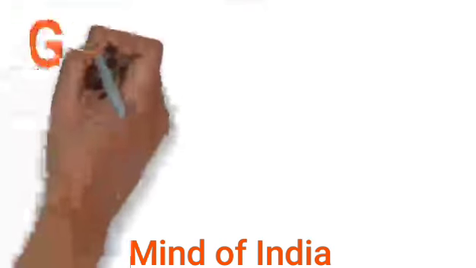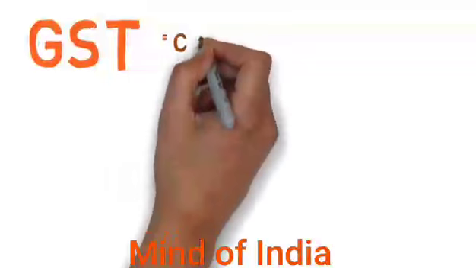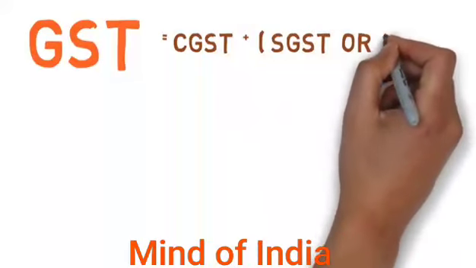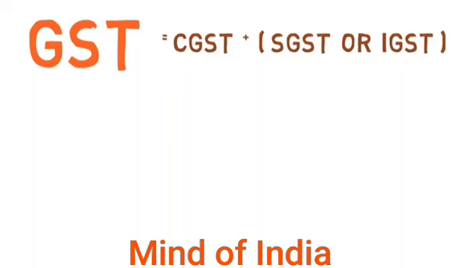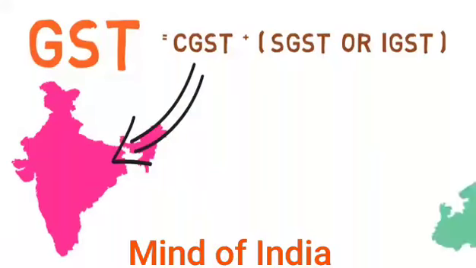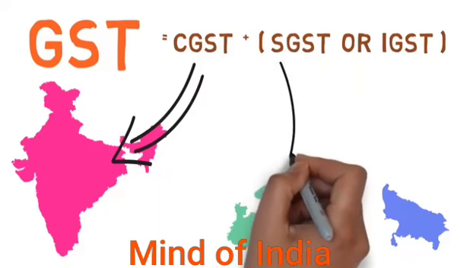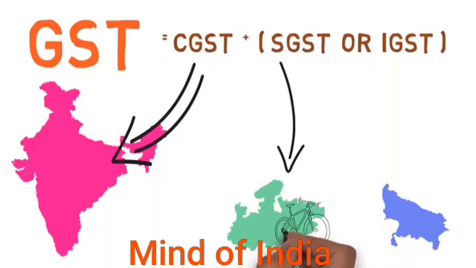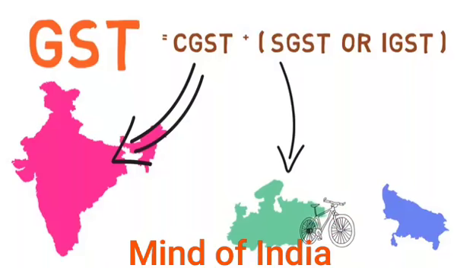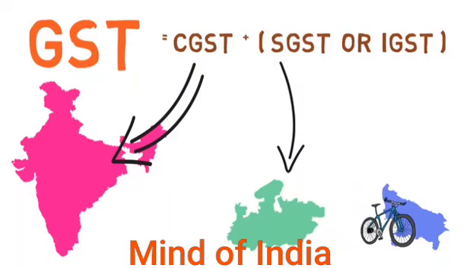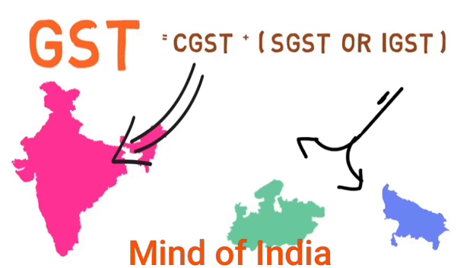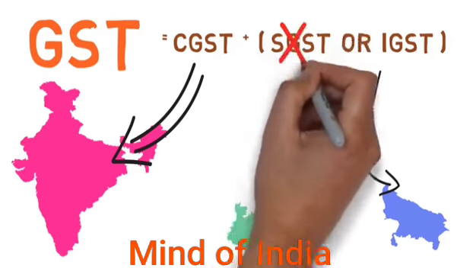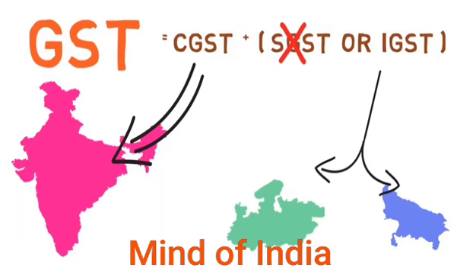Let's take GST in detail. GST is a combination of CGST and SGST or IGST. CGST is central GST, which is paid to the central government. SGST is the state GST, which is paid to the state government, and IGST is the integrated GST, which comes in the situation when goods and services move interstate. For example, product A is manufactured in Madhya Pradesh and sold in Uttar Pradesh, so IGST is distributed between both the states. In this case, SGST will not be collected.